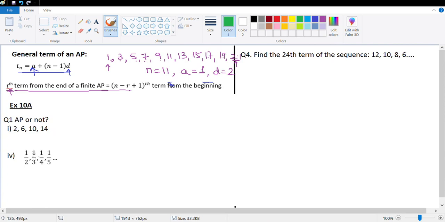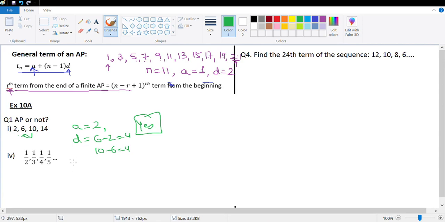So A in this case is 2. Let's check the common difference. That'll be 6 minus 2, that's 4. Let's check 10 minus 6, that's 4. So yes, it is an AP because each term you can get by adding a certain quantity to the previous term. In this case, you keep adding 4, you will get the next term.